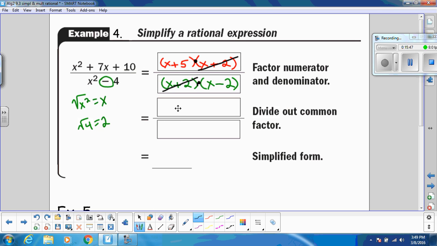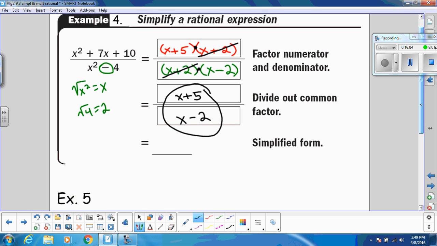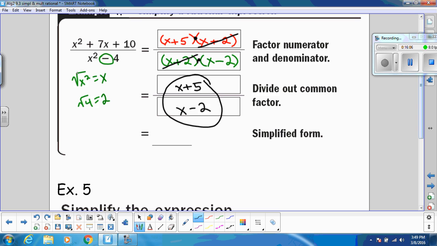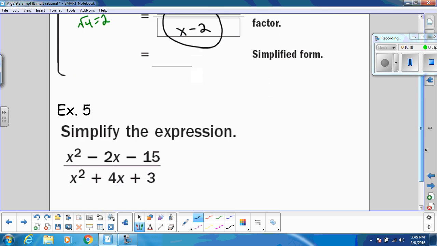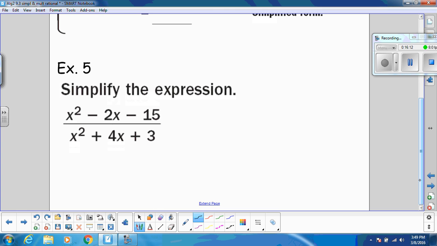So what is that going to look like? That's going to look like x plus 5 in the numerator and x minus 2 in the denominator. Okay. And can I do anything else with that? No. So this is my simplified form right here. Okay. So that may not look like much, but it's a lot more simple looking than what we started with. All right, so you can see that factoring is very important in these examples.